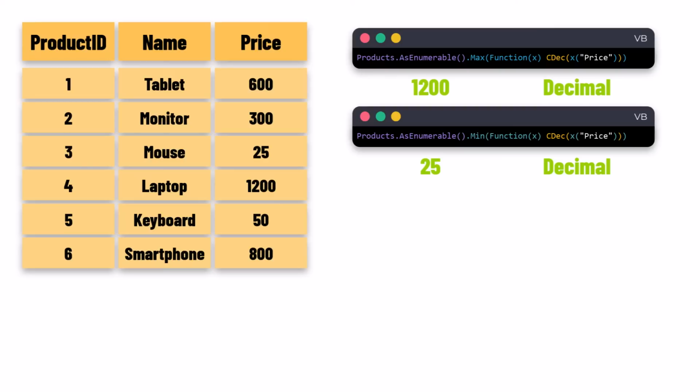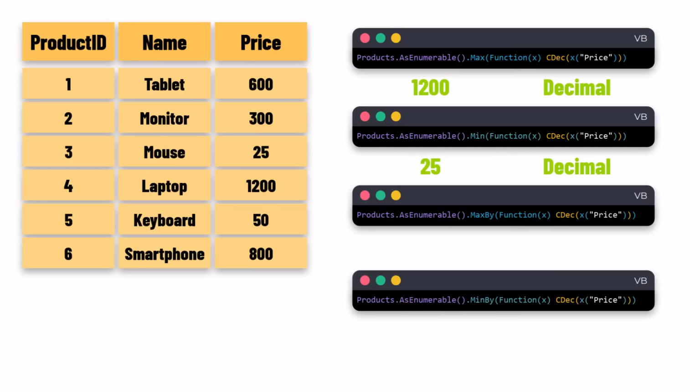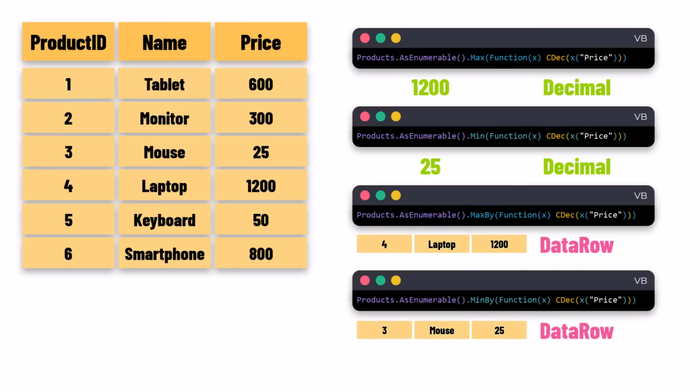But what if we want the entire row where the price is the highest or lowest? This is where MaxBy and MinBy come into play. Using MaxBy and MinBy with the same selector expressions gives us more than just a value. They return the complete row where the price is the maximum or minimum. As a result, the type of the output from MaxBy and MinBy is data row, not decimal. By using these methods, we are able to not only find the highest and lowest prices, but also retrieve all the details of the products associated with these prices.